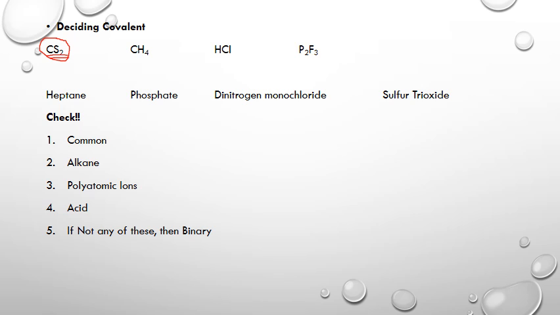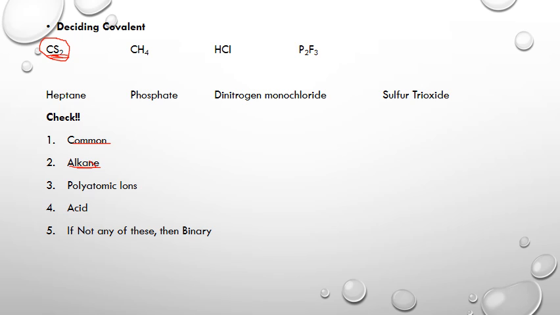Let's say I give you CS2 and I want to know its name and what type. Actually, I'm going to figure out the type first, and I go in this order. First of all, I ask myself, is it one of the commons? There's 5 of those, and it's not: water, hydrogen peroxide, ammonia, glucose, and vinegar. Then you ask yourself, is it an alkane? Alkanes just have carbons and hydrogens, so no, this is not an alkane.